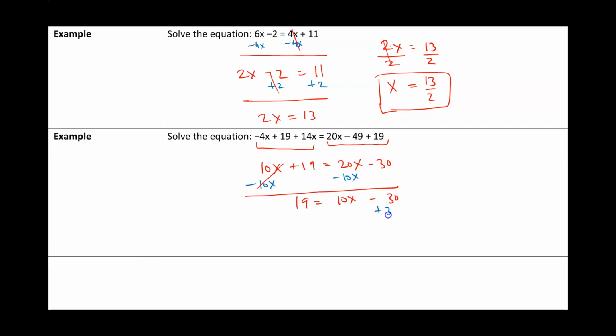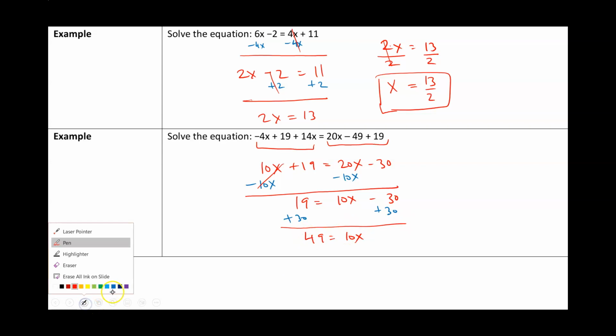Then we add 30 to each side. And this gives us 49 equals 10x. We divide both sides by 10. And our final answer is going to be x equals 49 over 10.